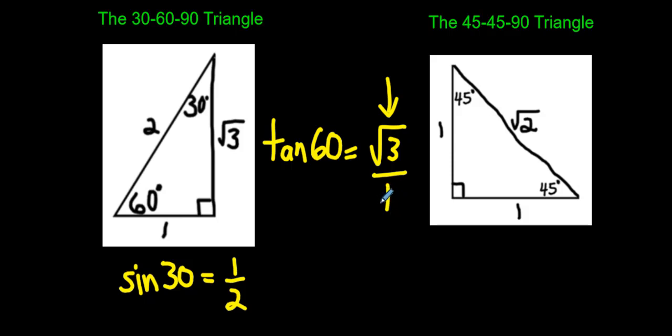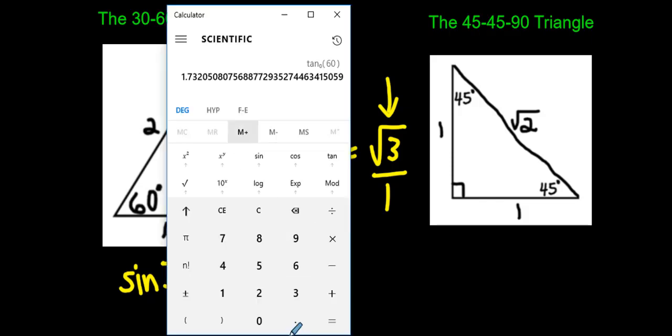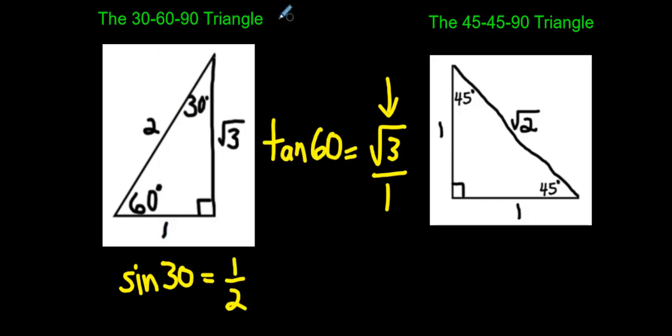When your teacher asks you on a test or a quiz for an exact value, you're going to keep things like this rather than give them a long decimal like the calculator gave me here, 1.73205, blah, blah, blah. Okay? If they're asking for an exact value, you just write it like this with the symbol square root 3 right here.